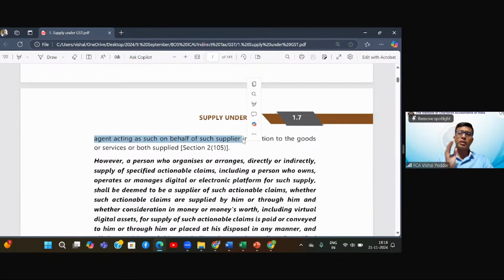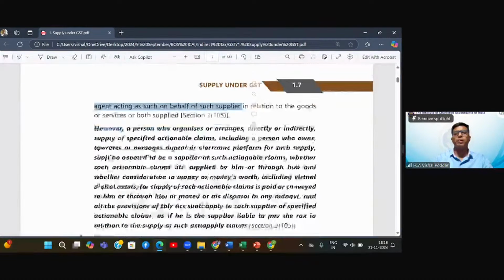See, if you remember, these definitions are parallel and similar to what you would have studied in the Sale of Goods Act at your foundation level. So this is a very simple definition. Supplier is a person who is supplying. Now, what is new is this part.